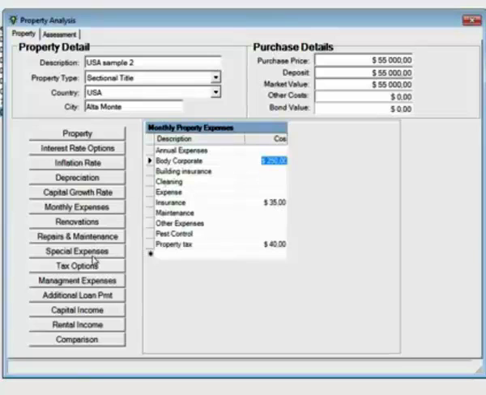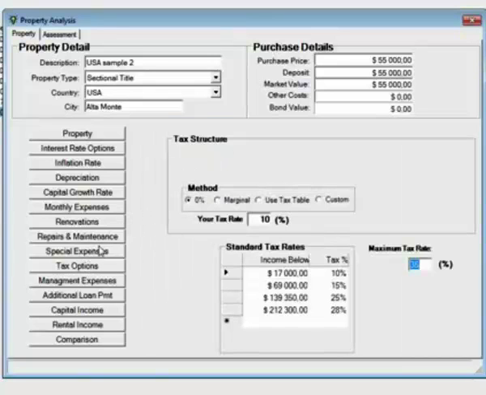Then we can come in and plug in repairs and maintenance and tax options and all the rest of that stuff. I'm going to do the basic ones here just to show you how we analyze the property. On any income up to $17,000, split between a partnership, two people sharing the property, we can distribute the income to offset the tax up to about $17,000. So up to there, we're in a 10% tax bracket.